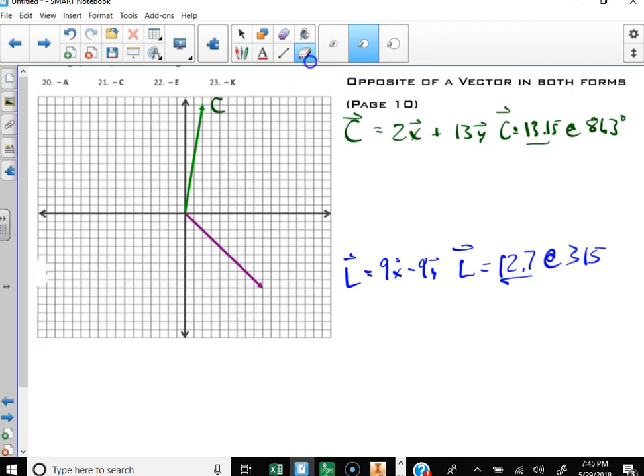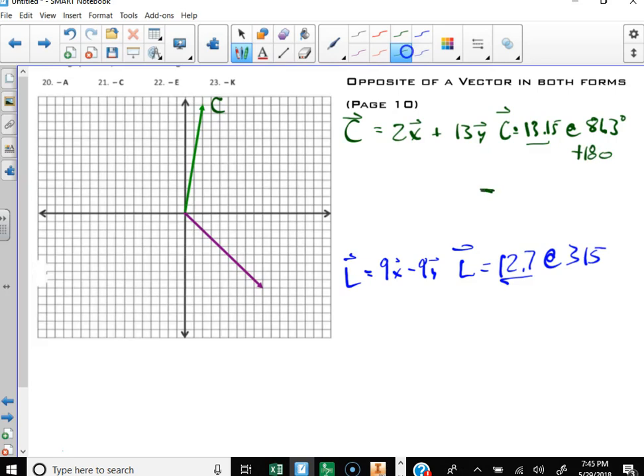Now, what we're interested in is their opposites. Vectors that are the same magnitude but point in the exact opposite direction. So one way of doing this is to either add or subtract 180, because facing the other way is 180. So I can take, in this case, I would add 180.